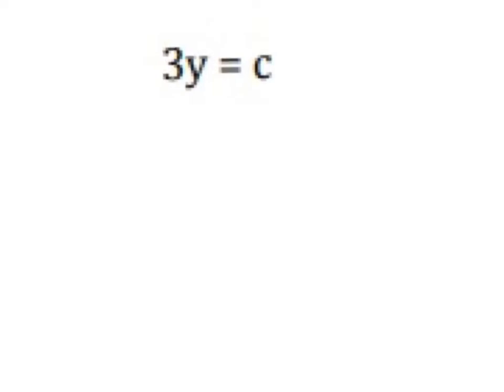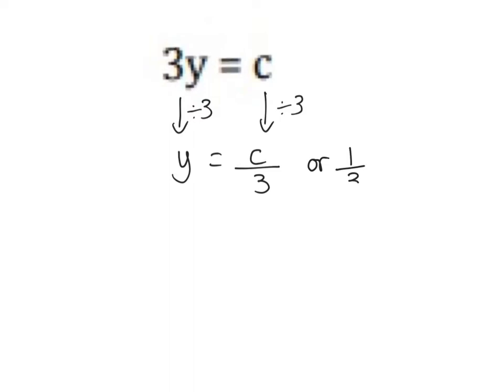So a similar example, this time we have 3 lots of y. So in order to solve for one lot of y, we would need to divide this side by 3. Therefore, y is equal to c divided by 3. Or, I'm just going to write this here. You may see it written slightly differently as 1/3 c. Those two things, c over 3 and 1/3 c, are exactly the same thing mathematically.